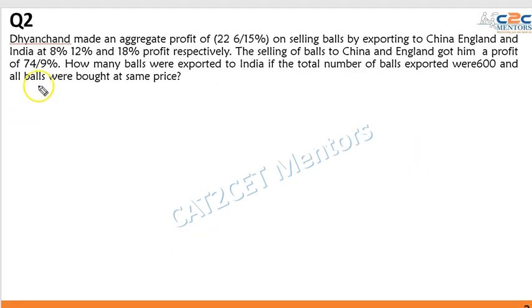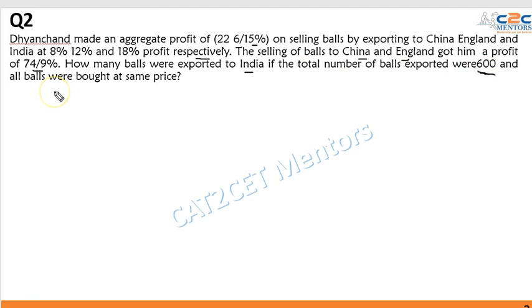Question number 2. In this question, we are provided with the information that Danchan made an aggregate profit of 6 by 15% on selling balls by exporting to China, England and India at 8, 12 and 18% profit respectively. The selling of balls to China and England got him a profit of 74 by 9%. How many balls were exported to India if the total number of balls that were exported was 600?